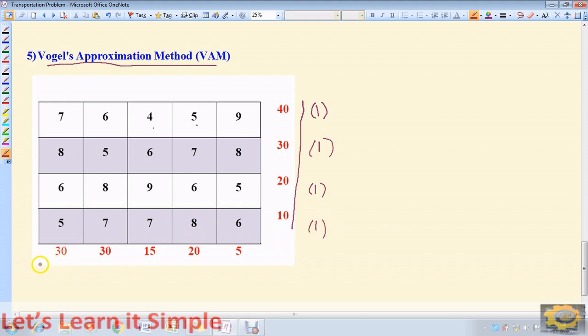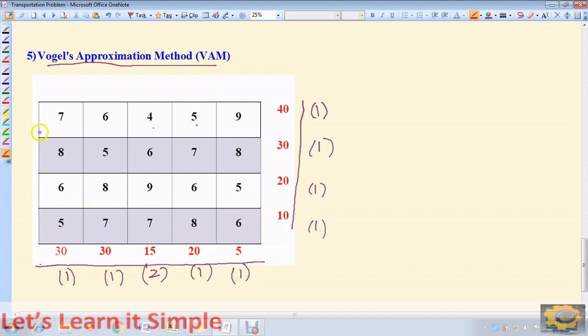Now column wise, least cost is 5, next least cost is 6. So the difference is 1 again. Here the least cost is 5, the next least cost is 6, again 1 here. Now here the least cost is 4, next least cost is 6, the difference is 2. Now here the least cost is 5, the next least cost is 6, difference is 1 again. Here the least cost is 5, next least cost is 6 and difference is 1 again.